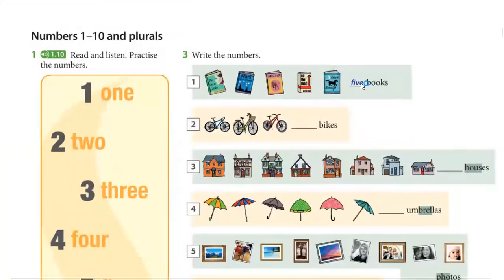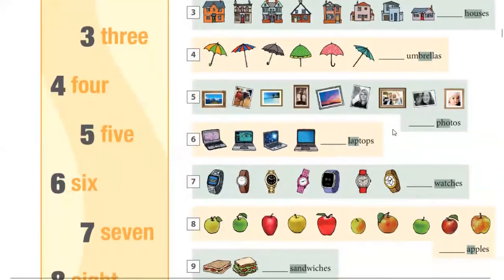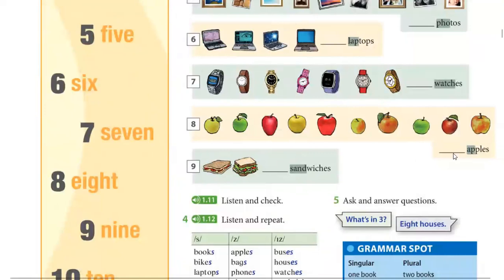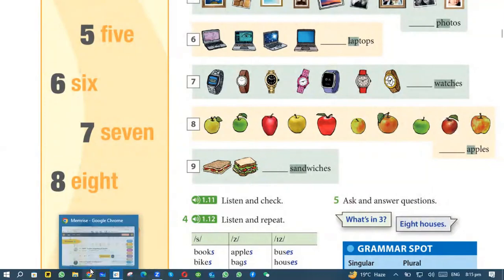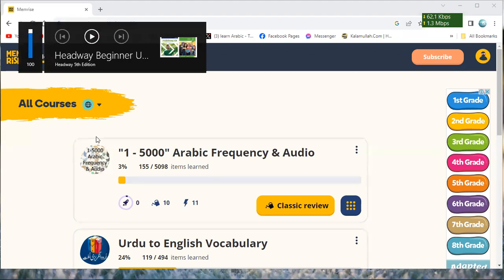So here you write the number according to the pictures. So read this. 5 books. Then 3 bikes. 8 houses. 6 umbrellas. 9 photos. 4 laptops. 7 watches. 10 apples. 2 sandwiches. Assalamu alaikum wa rahmatullahi wa barakatuh. Wa alaikum assalam wa rahmatullahi wa barakatuh.